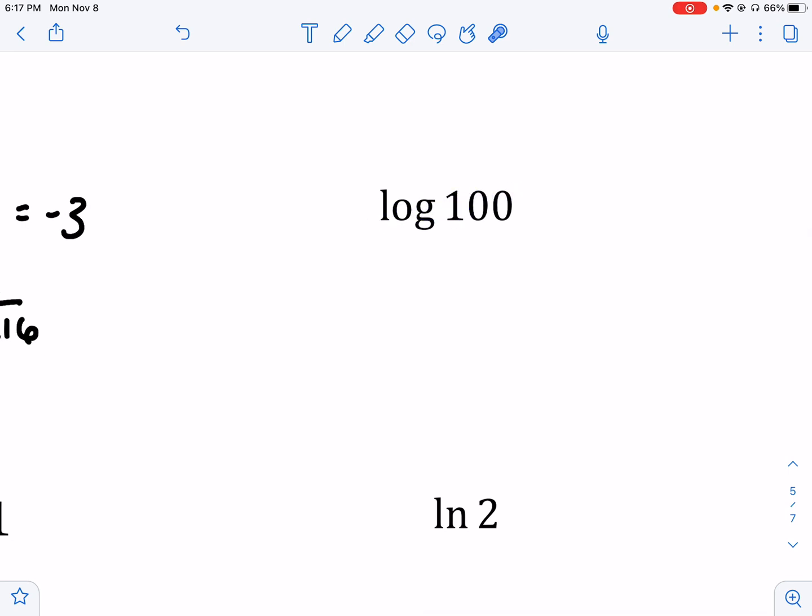I look across here and I go, oh, there's not a base. But I know when there's not a base, it's really a 10. So I'm saying 10 to the what gave me 100. We actually just saw this on the other slide. It's 2.